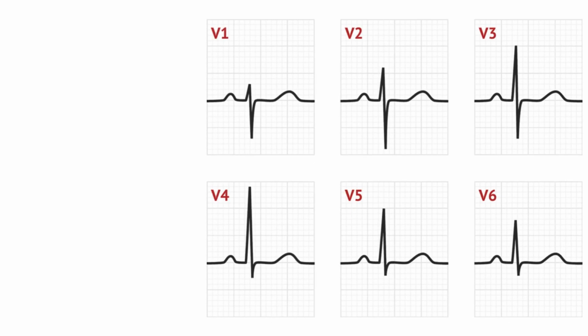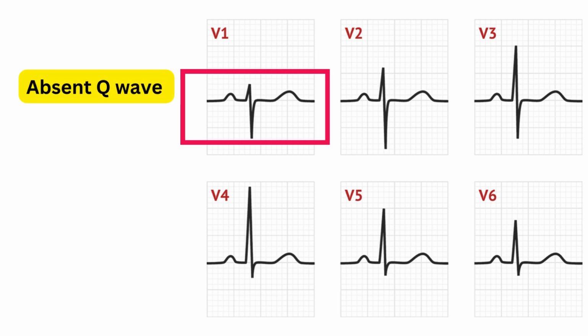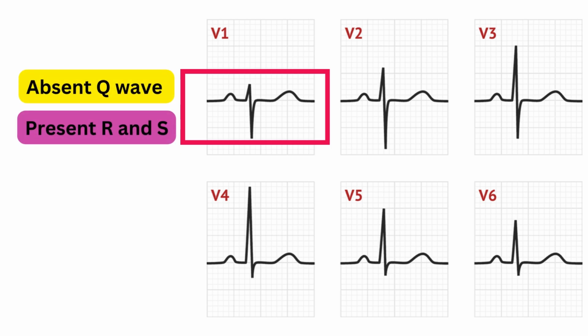For example, the normal QRS complex in lead V1 does not contain a Q wave, but only R wave and S wave. Yet the combination of R wave and S wave is still referred to as the QRS complex for this lead.